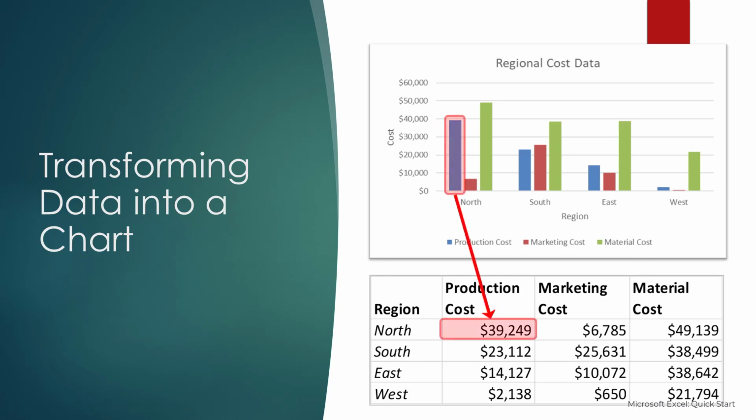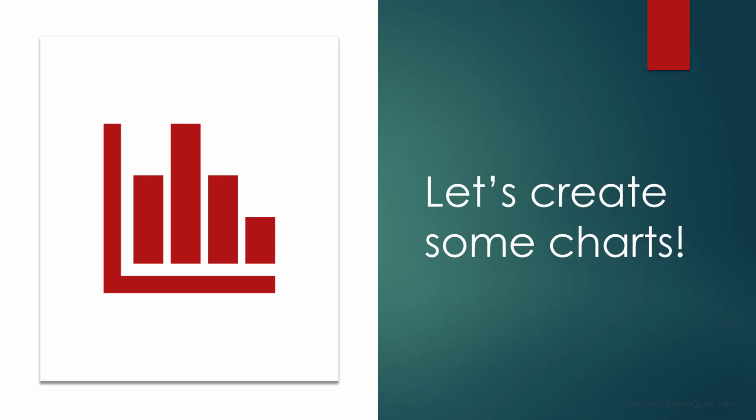The first column in the chart represents the first value in the first cell of the data, which is $39,249. The column almost reaches the $40,000 interval on the chart. The color of the column matches the color in the legend, so you know what each bar represents. This is just one example of the type of chart you can create in Excel. We'll see some other chart types and walk through how charts are created, formatted, and updated in the upcoming videos. So let's create some charts.